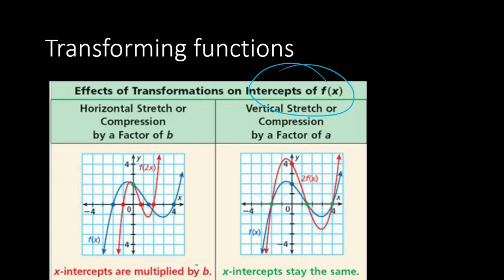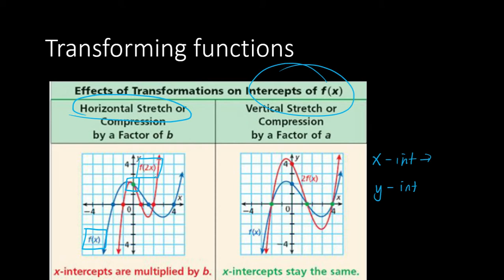So let's look at a couple pictures here. I know these are kind of busy photos, but let's look. On the left-hand side, we have horizontal stretch or compression by a factor of b. Blue is f of x, our original function. The red is f of 2x. So notice what's happening. We're going to look at our x-intercept and our y-intercept. Remember, our x-intercept happens where the graph crosses x, and our y-intercept happens where the graph crosses y. So this is my y-intercept. It's where I'm hitting the y-axis. Notice that when I made a horizontal change, my y-intercept stayed the same.